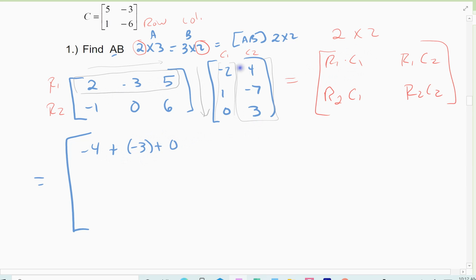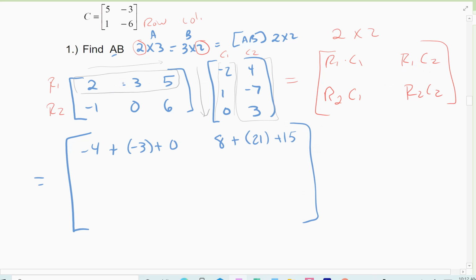Now I take my row 1 by my column 2, so still looking at row 1, now multiplying it by my column 2. So 2 times 4 will give me 8. Negative 3 times negative 7 will give me a positive 21. Plus 5 times 3, which will give me 15. And there's my second number. That's my row 1, column 2. All right, done with row 1.